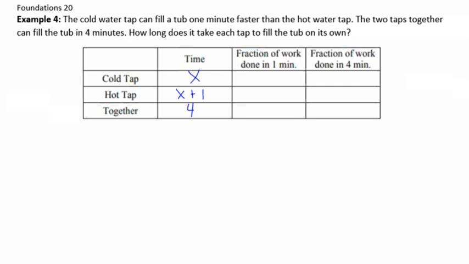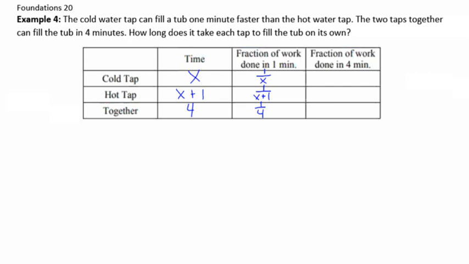So the cold water tap in 1 minute will be 1 over however many minutes it takes. We're not sure. This one will just be a 1 over x plus 1. And 1 out of 4 minutes, so a quarter of the work will be done. Because if it takes 4 minutes to do all of the work, in 1 minute I'll only be done a quarter of that work. So we're just putting that all in fractions underneath.